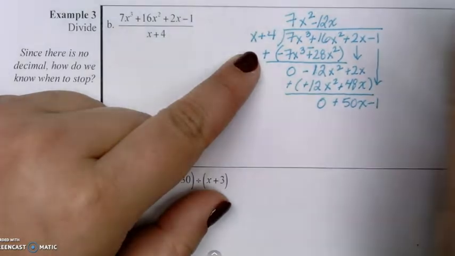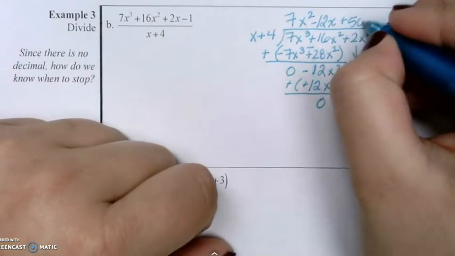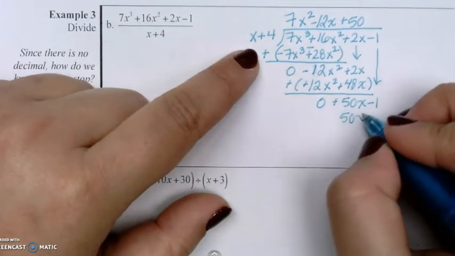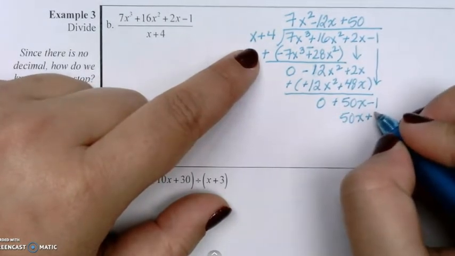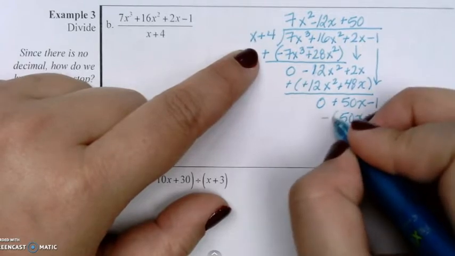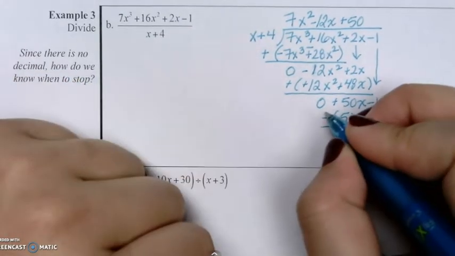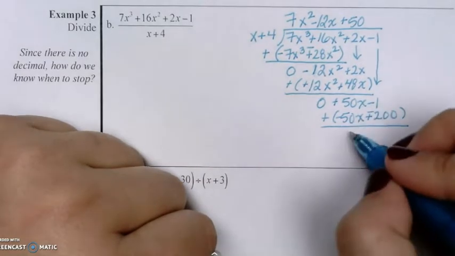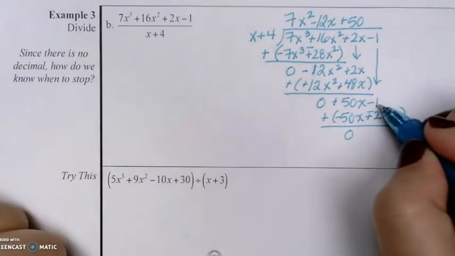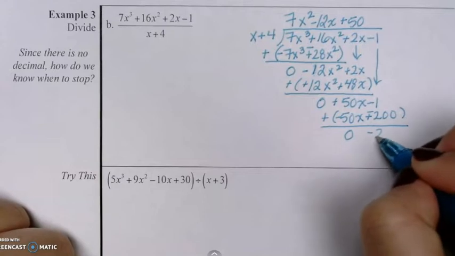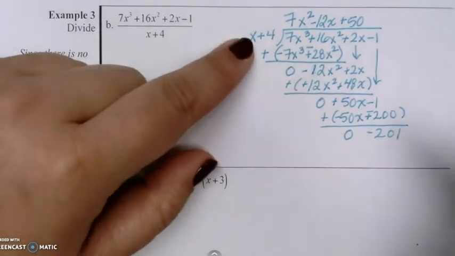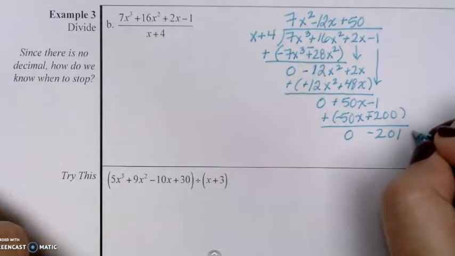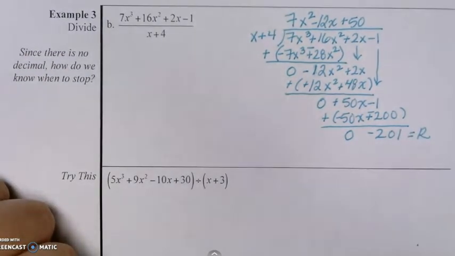X goes into 50x plus 50 times. Multiply that. 50x plus 50 times 4 is 200. And subtract. Distribute my negative. 50x minus 50x is 0. Negative 1 minus 200 is negative 201. X does not go into negative 201. There's no x for it to go into. So this is my remainder.